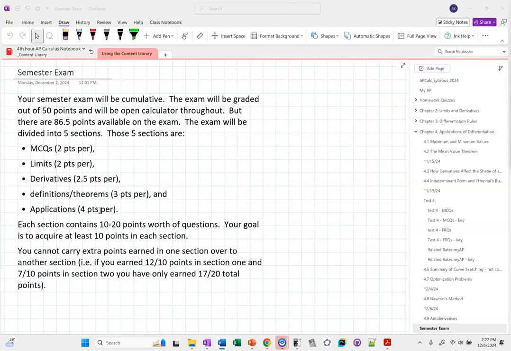Yeah, Hattie. Sections have only 10 points? No. They all have much more than 10 points. They're all going to have, what do I say up here? Like 10 to 20. I guess it should be really more like 15.